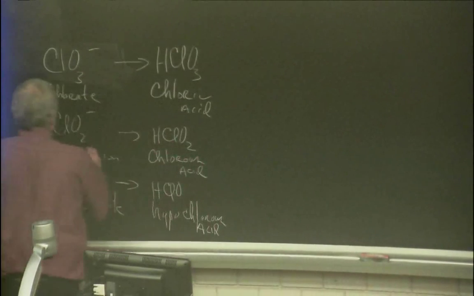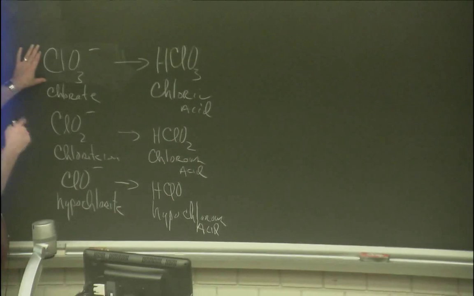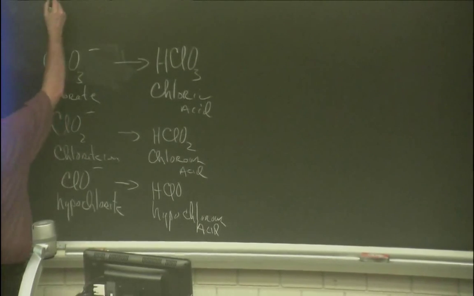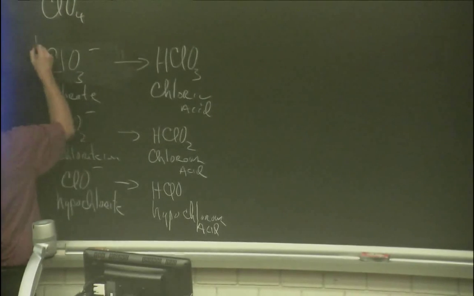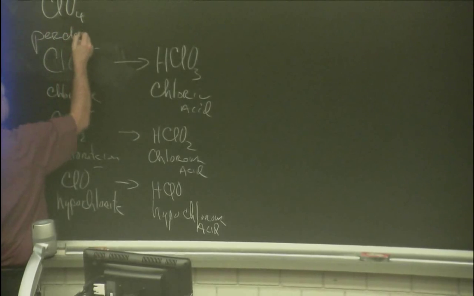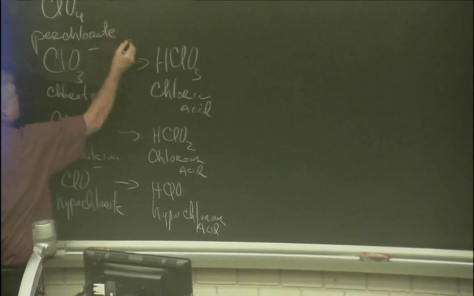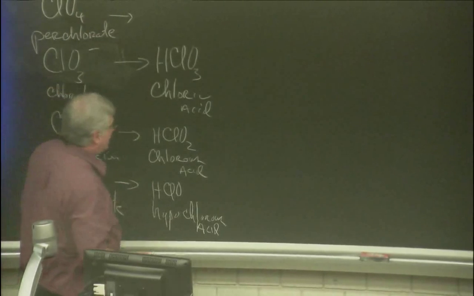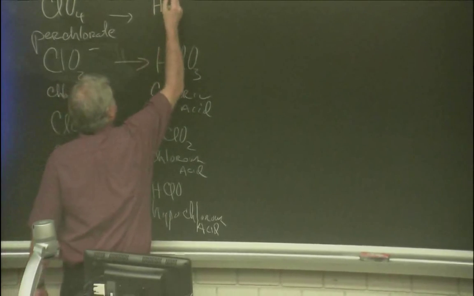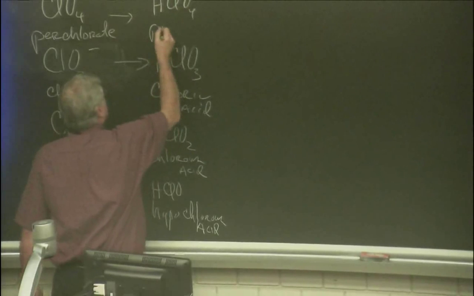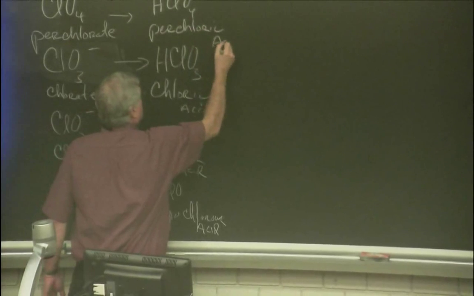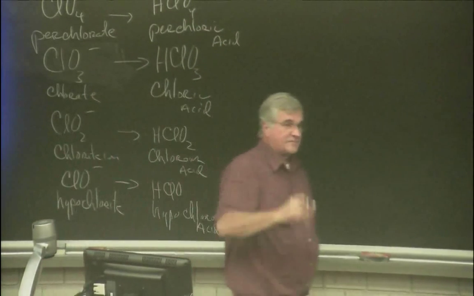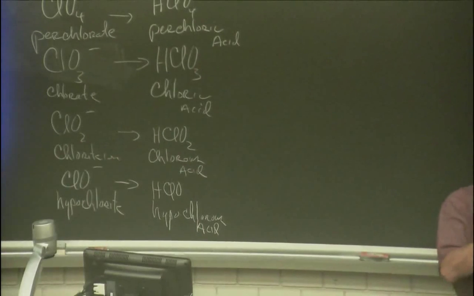Now, the second thing we can do is we can get the chlorate and put an additional oxygen on it. So we'll have ClO4 minus. And now this is called not chlorate, but perchlorate. And the acid isn't called chloric acid, it's called perchloric acid. Okay? Now, the per and the hypo right now we're only going to use in reference to the chlorate, the bromate, and the iodate.